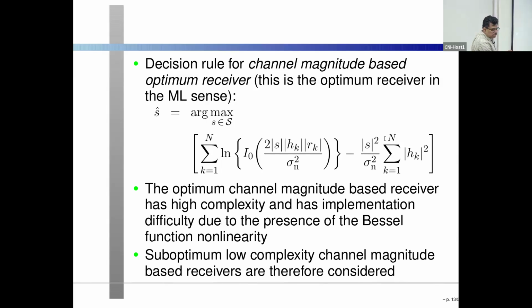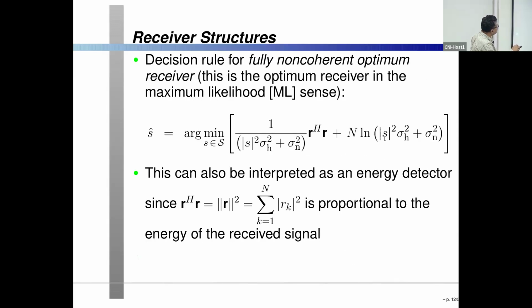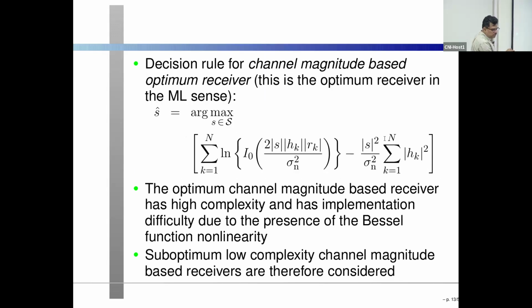No, this is for partial CSI. The previous one is full CSI. This is partial CSI. This is channel magnitude based. So that is partial CSI itself. You are not considering the phase, that's all. Okay. So now this one has high complexity. As you can see, the Bessel function is there. So when you want to implement, you have to use a series expression with approximation, and it has implementation difficulty. And so what we go for is suboptimal, low complexity receivers. So this is optimum, of course.